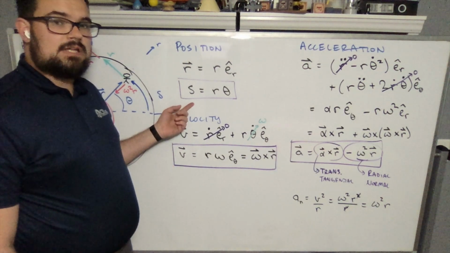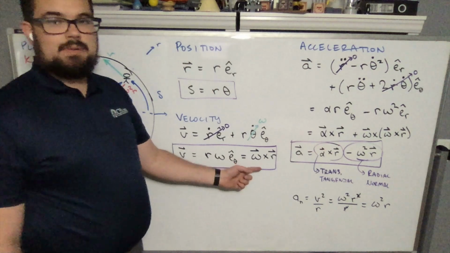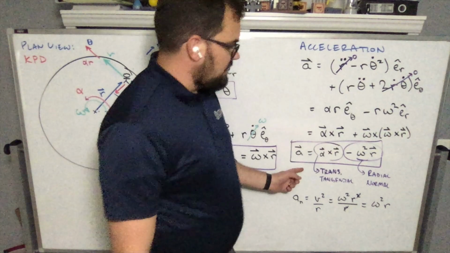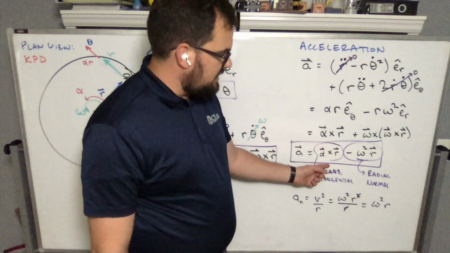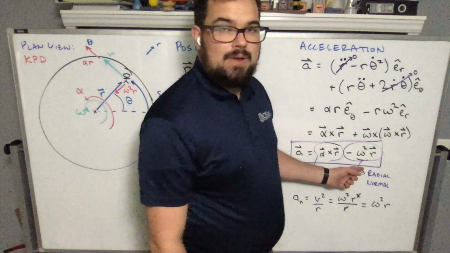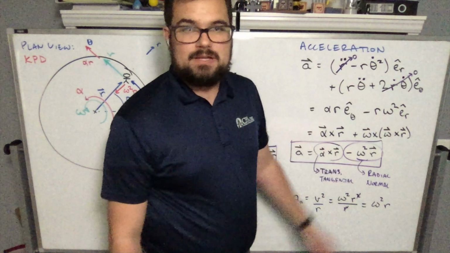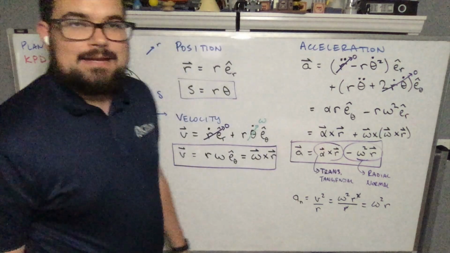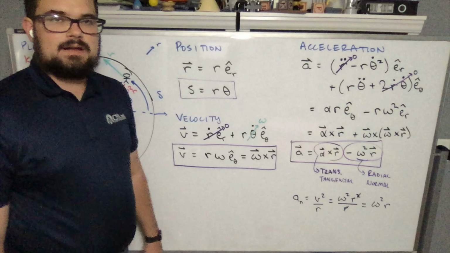Just remember what the arc length is. Velocity is equal to omega cross r, and the acceleration has a transverse or tangential component, alpha cross r, and a radial or normal component, negative omega squared r. With that in mind, we'll work some problems together, and I'll see you in class.